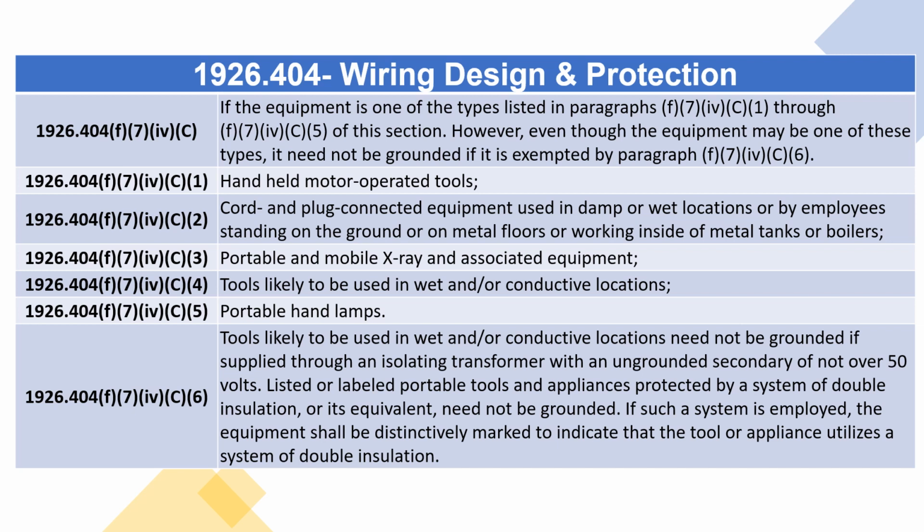Portable and mobile X-ray and associated equipment. Tools likely to be used in wet and/or conductive locations. Portable hand lamps. Tools likely to be used in wet and/or conductive locations need not be grounded if supplied through an isolating transformer with an ungrounded secondary of not over 50 volts. Listed or labeled portable tools and appliances protected by a system of double insulation, or its equivalent, need not be grounded. If such a system is employed, the equipment shall be distinctively marked to indicate that the tool or appliance utilizes a system of double insulation.